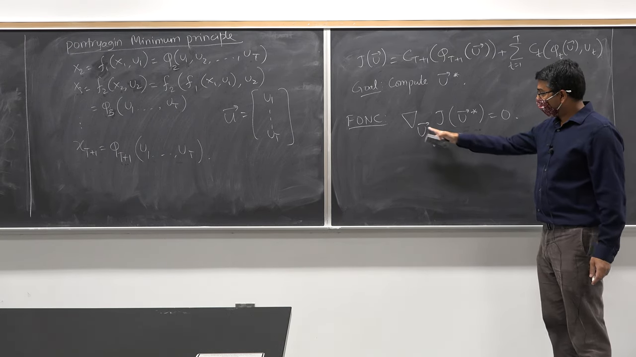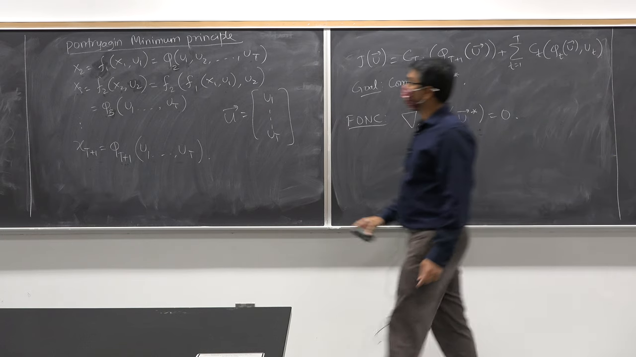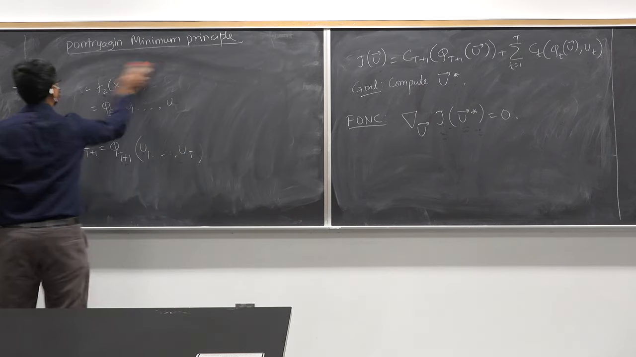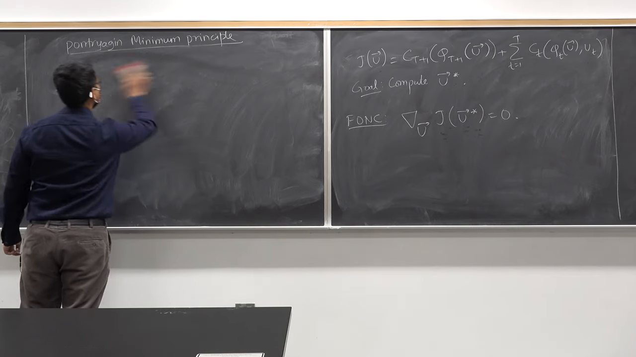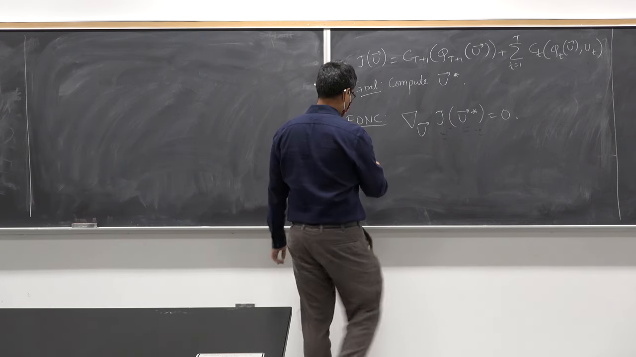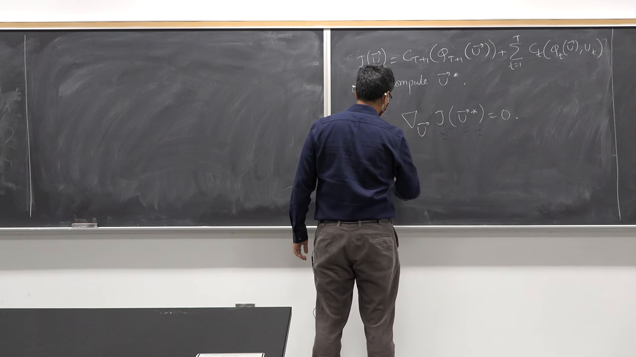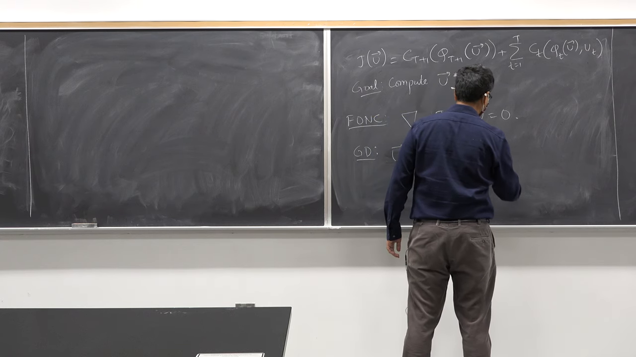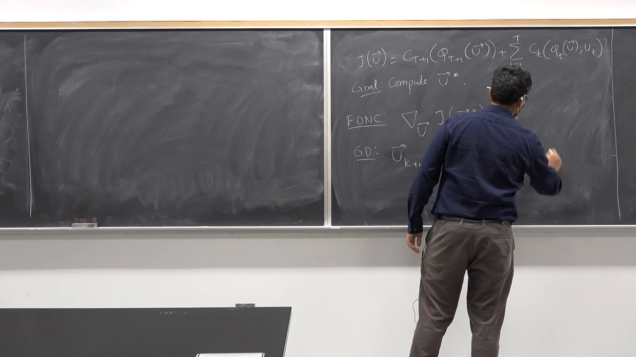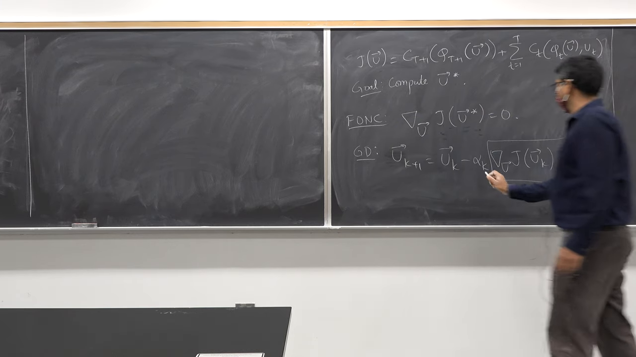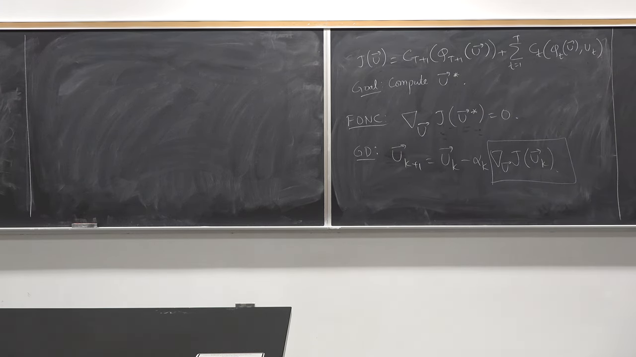So let's look into that problem. How do I compute this gradient of J with respect to u in order to run gradient descent algorithm? So the gradient descent algorithm would be u vector k plus 1 equals u vector k minus alpha k times the gradient. In order to run this gradient descent, I need to be able to compute this vector, this derivative. So that's our goal.